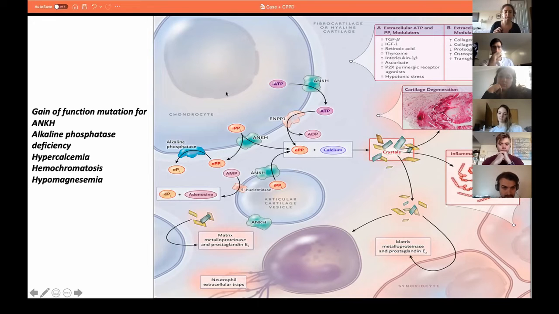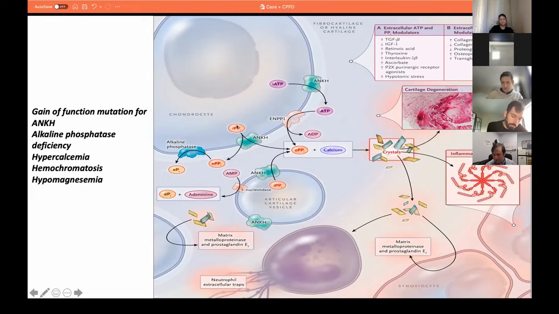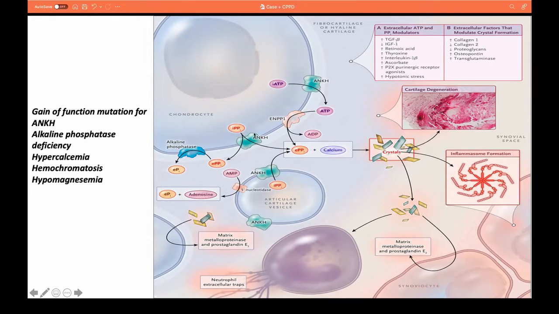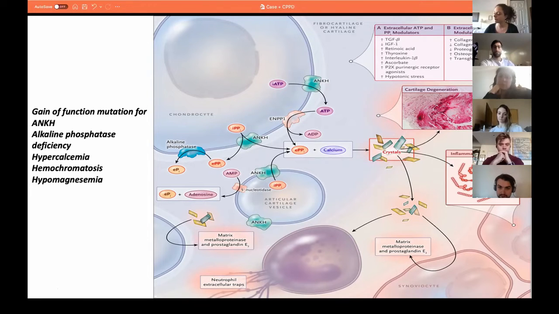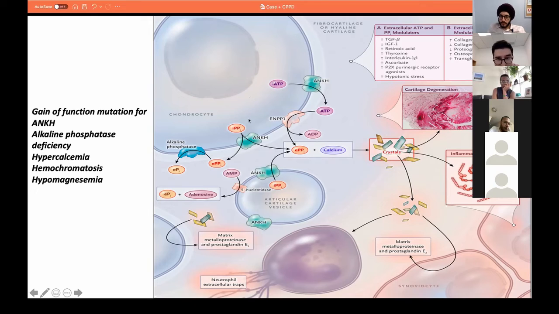You see that the pyrophosphate is inside the chondrocyte here, and it's being sent out by the ANKH protein. So there is an ANKH protein, and there's an ANKH gene as well. A gain of function mutation here will increase the levels of pyrophosphate, therefore leading to increased calcification. So if somebody in their 20s comes to you and you work them up and find out they have chondrocalcinosis, chances are this is familial, chances are they might have an abnormality in this gene.